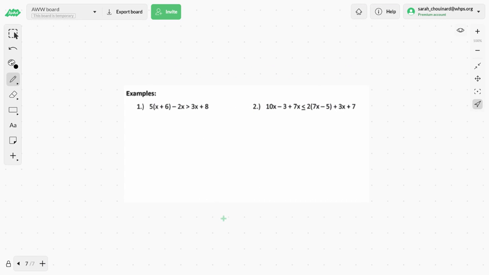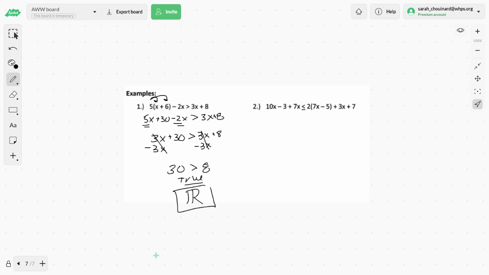So let's just check these ones out. We should simplify before we decide. So I'm going to distribute, and I get 5x plus 30 minus 2x is greater than 3x plus 8. I'm going to combine my like terms, so I get 3x plus 30 is greater than 3x plus 8. I'm going to subtract 3x from both sides, and I get 30 is greater than 8. Since this is true, I know that all real numbers are a solution here. Every single value of x will give me a true statement. So all real numbers are my answer.